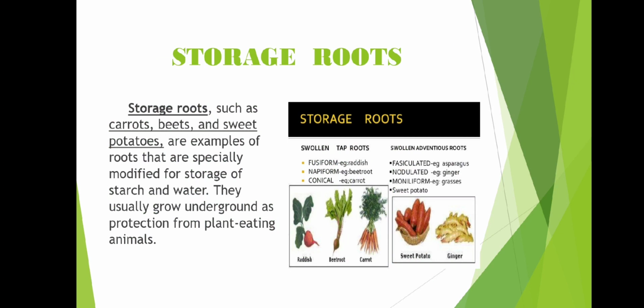So first, storage roots. Storage roots such as carrots, beets, and sweet potatoes are examples of roots that are especially modified for storage of starch and water. They usually grow underground as protection from plant-eating animals. Mapapansin nyo yung mga kabilang dito na crop, dun sila bumubunga or lumalaki sa ilalim ng lupa, kaya sila tinawag na storage root. At dahil ito rin yung protection nila para sa mga hayop na kumakain ng halaman.